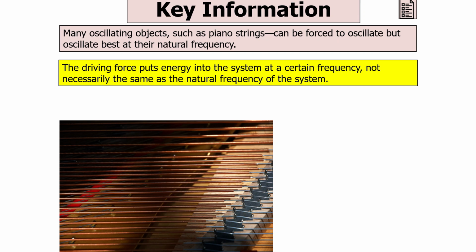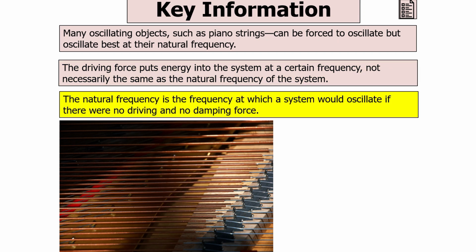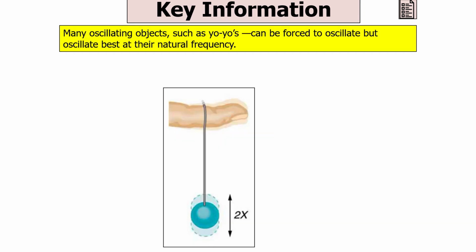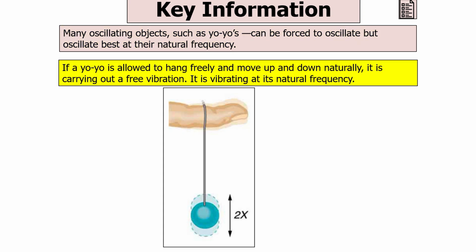The driving force puts energy into the system at a certain frequency, not necessarily the same as the natural frequency of the system. The natural frequency is the frequency at which a system would oscillate if there was no driving or dampening force. Now, many oscillating objects, such as yo-yos, can be forced to oscillate, but oscillate best at their natural frequency. If a yo-yo is allowed to hang freely and move up and down naturally, it's carrying out a free vibration. It's vibrating at its natural frequency.